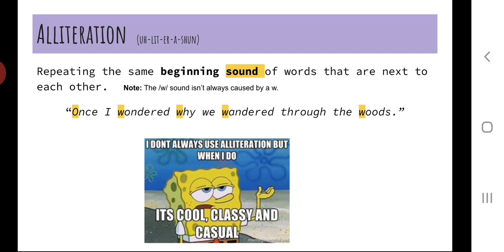So in this line, the W sound is not always caused by a W. So once I wondered why we wandered through the woods. So once starts with an O, but it gives us that W sound. So all the words that use alliteration here are once, wondered, why, wandered, woods. So all those words have the same beginning sound. That makes it alliteration.